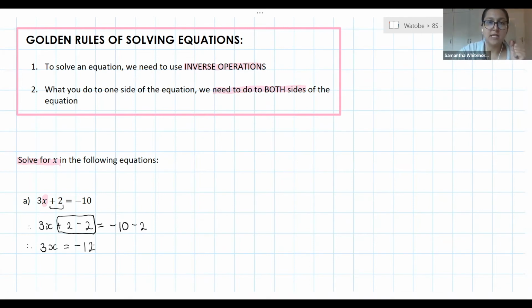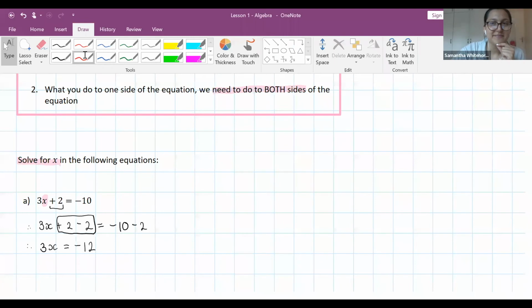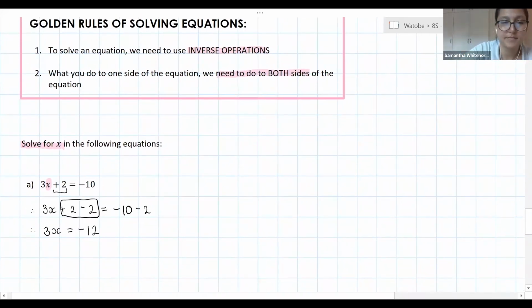Becky, do you want to tell me what the next thing I could do is? Ma'am, you can put it into a fraction. Okay, and what will my fraction look like? Ma'am, it will be 3x over 3 and negative 12 over 3. Excellent. So guys, the next thing I want to deal with is this coefficient. I don't want 3x, I just want x. So by dividing both sides by 3, and remember it's my inverse operation, it was originally 3 times x, so the inverse of that is to divide. By using that inverse operation, I'm going to get x alone.